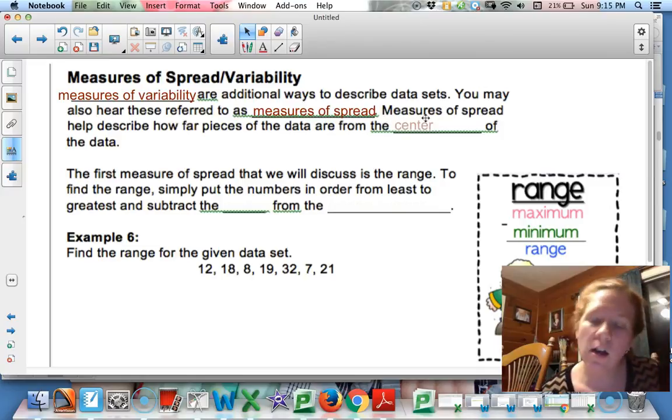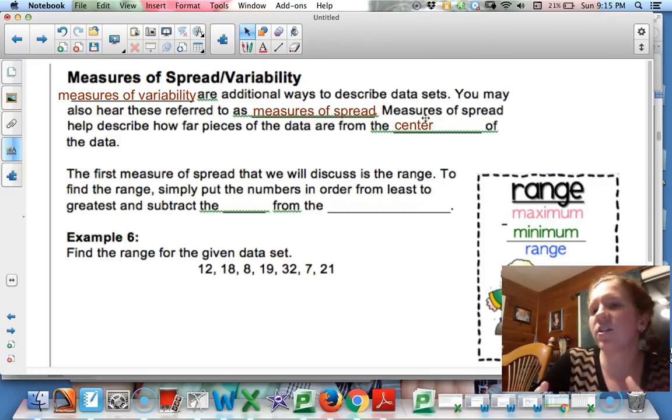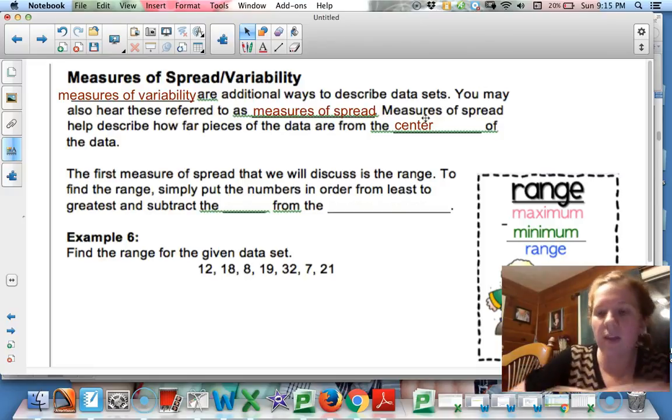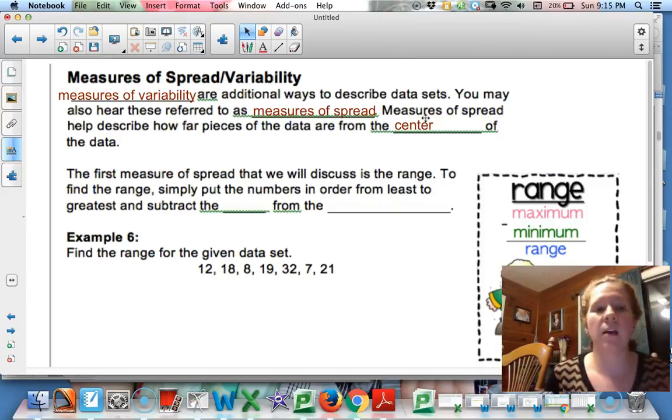So we just talked about how to find the center, which gives us what's typical. Now we're going to look at, okay, your mean is the most typical, or your median is the middle, but are all the data really clumped together there, or are they really spread out and unpredictable?